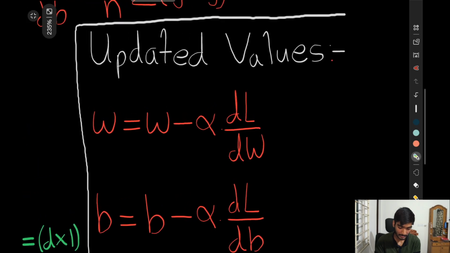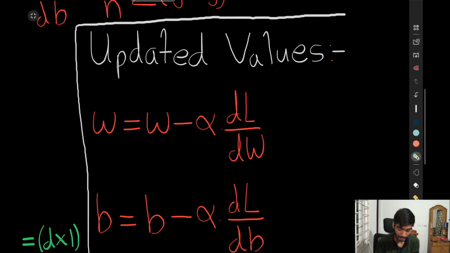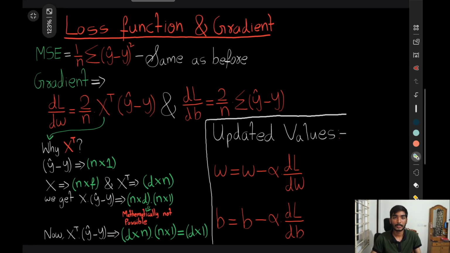And same as earlier, we update the values of w and the bias by subtracting the multiplied value of their derivatives with the learning rate, which is explained in my previous video. So now we are going to write code for this multiple linear regression model.